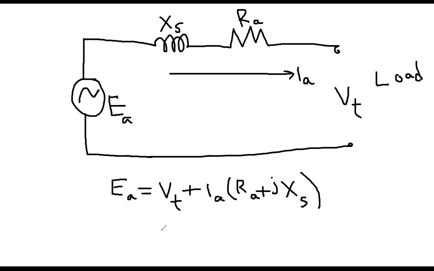Yes. So everybody write down this schematic and this induced voltage equation. This is called the induced voltage. The VT is called the terminal voltage. So VT is the terminal voltage, and EA is the induced voltage. XS is the synchronous reactance, RA is the resistance, and IA is the load current. So you see, this current is going through the load.